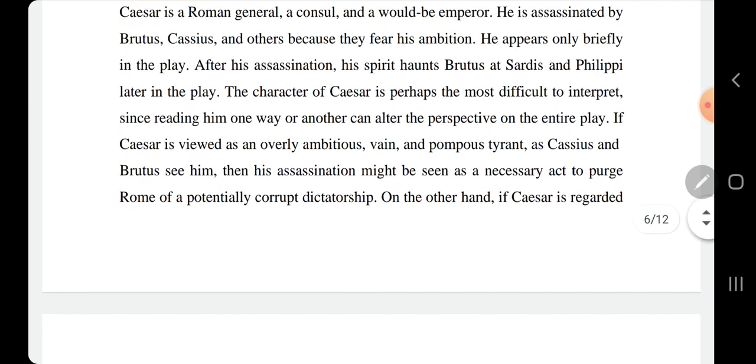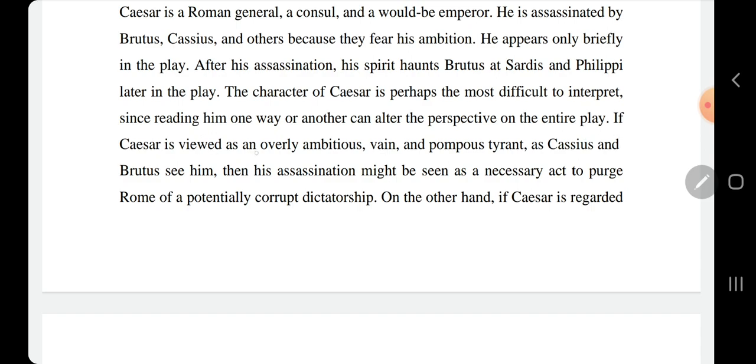So the character of Caesar is the most difficult to interpret because he only appears a few times at the beginning of the play, and then he is assassinated later. And we will not hear from him again, rather, we will see only his ghost in the play.